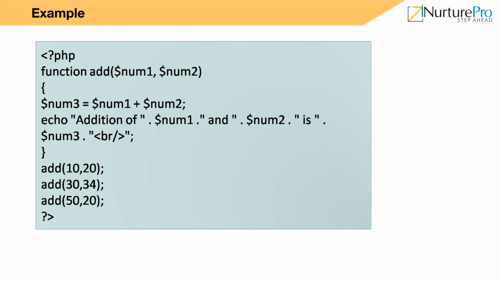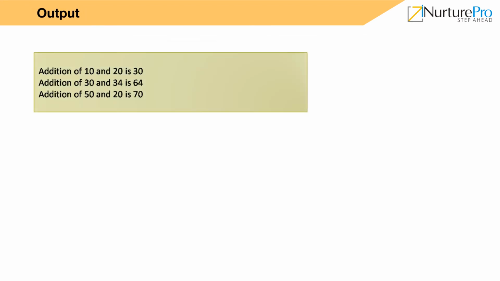The above code creates a function called add that takes two parameters $num1 and $num2. The add function, when called, displays the addition of two numbers passed as arguments to it. Observe that the arguments passed to the add function match the order of the parameters defined in the add function. You can see in the preceding code, the function is called thrice in the script, and therefore the message showing the addition of two numbers is displayed thrice as shown.